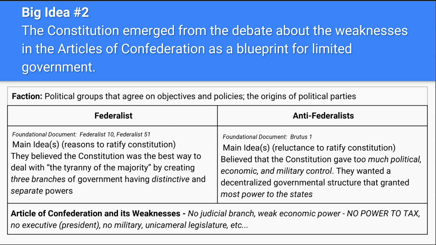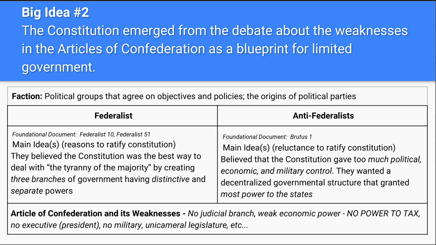So the main idea, again, of the Federalists, found in Federalist 10 and Federalist 51, reasons to ratify the Constitution. They believe the Constitution is the best way to deal with and to manage what they consider the tyranny of the majority. Number one, by creating these three branches of government that each have distinctive and in many cases separate powers. And one additional thing, for example, the Electoral College, to protect against the tyranny of the majority.